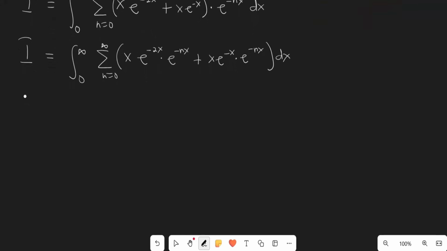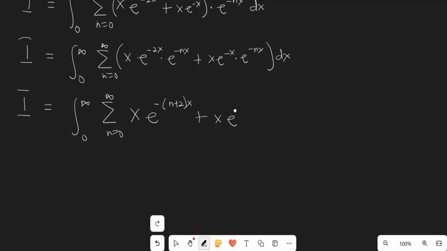Now let's apply some laws of indices here. The integral from 0 to infinity, summation from n to infinity of x, applying the laws of indices, that is going to be e to the power, you factorize negative 1 common, this is left with (n plus 2) times x outside, and plus this one too is x, using the laws of indices as well, that is going to be e to the negative 1 common, (n plus 1) x. This is what we have, and then dx.